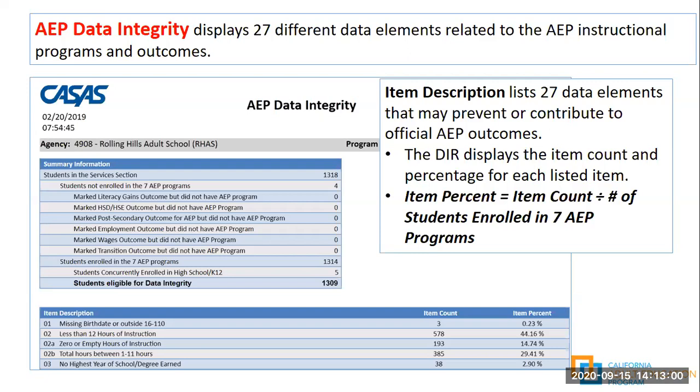Again, the percentage you get to the right is going to be the item count number divided by that 1309 we get in that top section. So the numerator changes depending on the item we're reviewing, but that denominator stays the same no matter what. In this case, it stays as that 1309. That is the number eligible. It sounds like a lot of gobbledygook, but I'll just emphasize that number is critical for the DIR to have any meaning in your data review process, period.